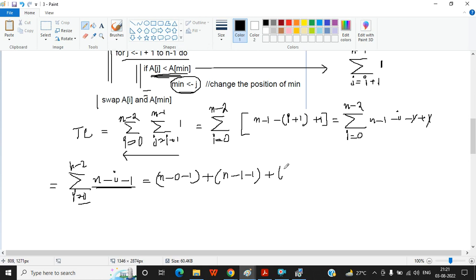Then the next term is n minus 2 minus 1. Then the next term is n minus 3 minus 1, plus dot dot dot. What will be the last term? For i equal to n minus 2, it is n minus (n minus 2) minus 1, and minus of n minus 2 means plus 2. Are you getting the thing?